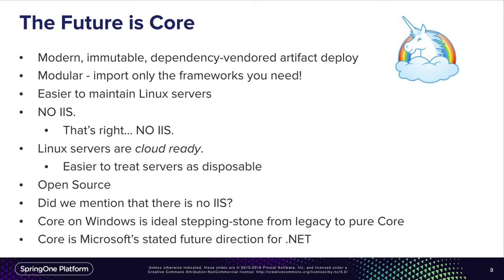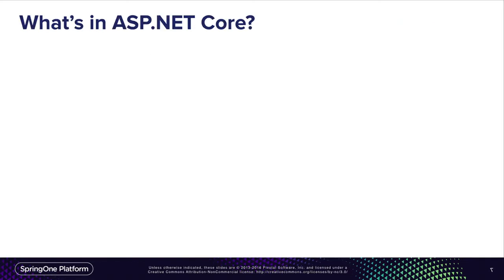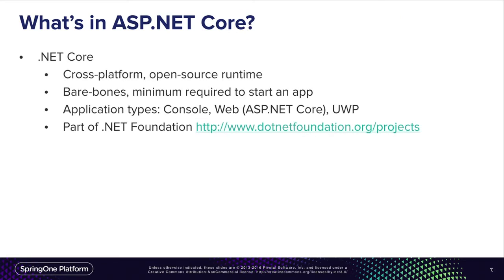And Microsoft has said that their future direction is Core. So I wouldn't be surprised if ASP.NET 4.6 was the last release of non-core ASP.NET. So inside ASP.NET Core, you have the cross-platform open source runtime, and that includes just the smallest amount of code required to start up a simple console app. Everything else that you need, you include one piece at a time, one package at a time. You can write console apps, web apps, which we're going to show today, universal Windows apps.